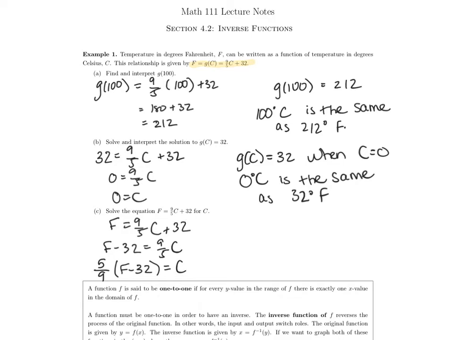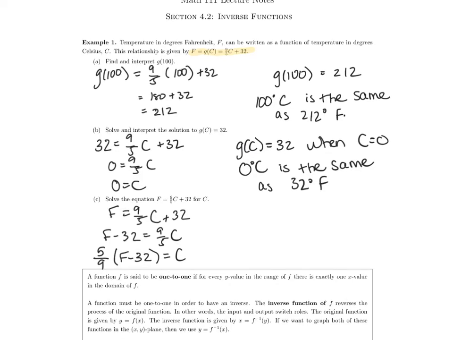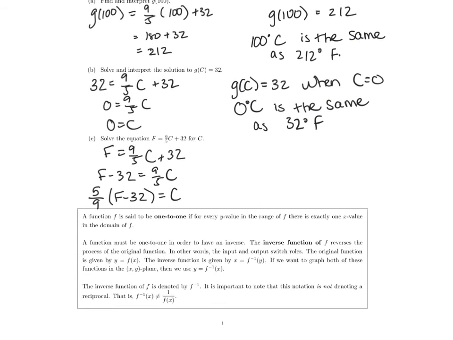It doesn't ask us to interpret, so I'm not going to write a sentence about this. But now we have C is equal to something. Essentially what we've done is we have found the inverse of this equation. We've gone the other way, the opposite way, the reverse way. I always think about inverse as what other words can we think of for that.